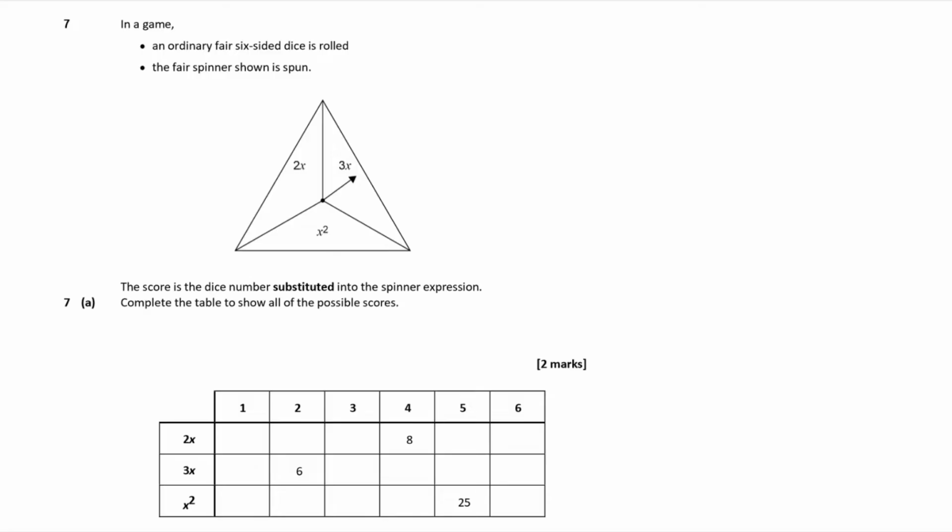Okay. So, if it lands on 1 and 2x, then 2 lots of 1 is going to be 2. If it lands on 2x and 2, then 2 lots of 2 is 4. 2 lots of 3 is 6, 8, 10, and 12. If it lands on 3x and 1, so 3 lots of 1 is 3, 6, 3 lots of 3 is 9, 3 lots of 4 is 12, 3 lots of 5 is 15, 3 lots of 6 is 18. And then if it lands on x squared and 1, 1 squared is 1, 2 squared is 4, 3 squared is 9, 4 squared is 16, 5 squared is 25, 6 squared is 36.